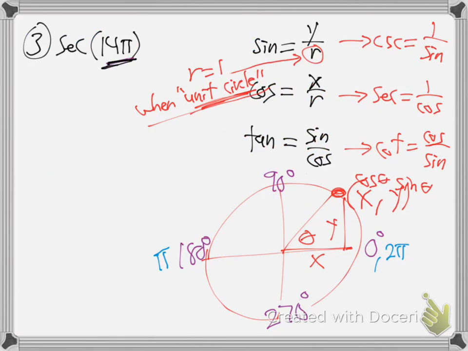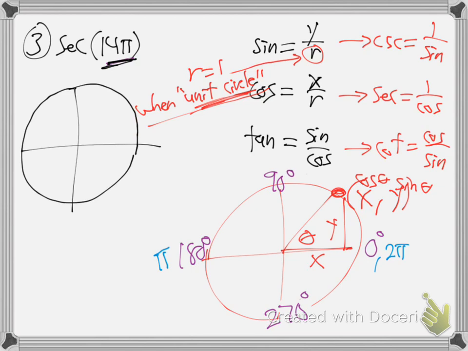14 pi. What is 14 pi? If all the way around once is 2 pi, then 14 pi is 7 times all the way around, isn't it? So secant of 14 pi is all the way. If I'm pointing at the front of the class, the board there, and I'm going to spin all the way around 7 times.